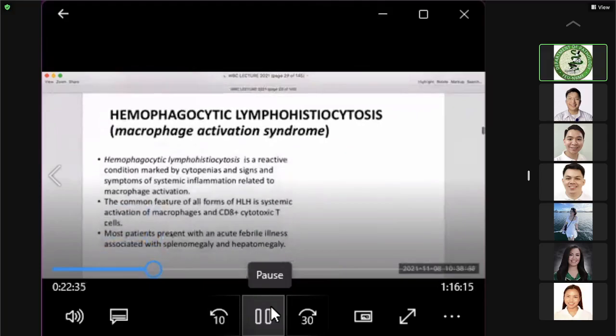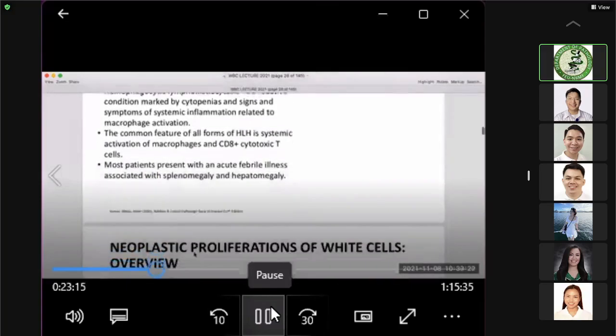Okay, so we have here hemophagocytic lymphohistiocytosis, otherwise known as macrophage activation syndrome. It is a reactive condition marked by cytopenia and signs and symptoms of systemic inflammation related to macrophage activation. The common feature of all forms of this is systemic activation of macrophages and CD8 positive cytotoxic T cells. Most patients present with an acute febrile illness that is associated with an observable splenomegaly and hepatomegaly.